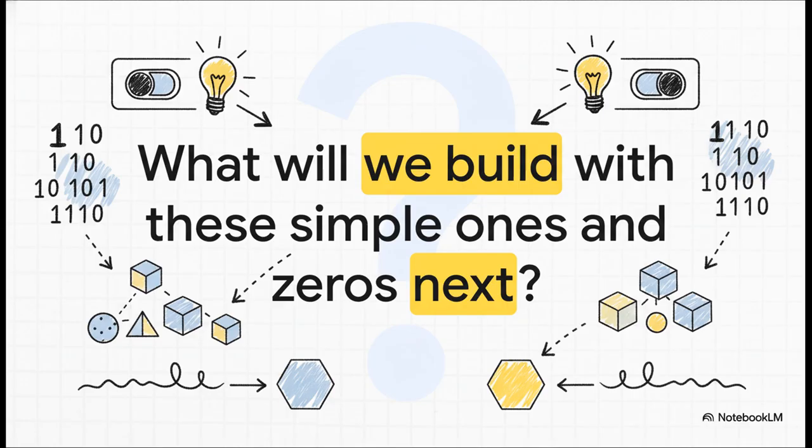So when you think about it, every digital photo you've ever taken, every song you've streamed, every text you've sent, at the most basic level, it's all just an unbelievably long and complex sequence of ones and zeros. It's a ridiculously simple language that has somehow allowed us to build this immensely complex world. And that leaves us with one last thought. What amazing things are we going to build with these simple ones and zeros next?